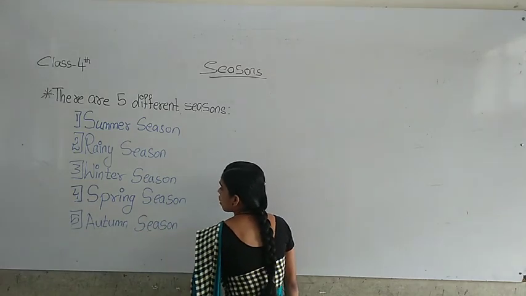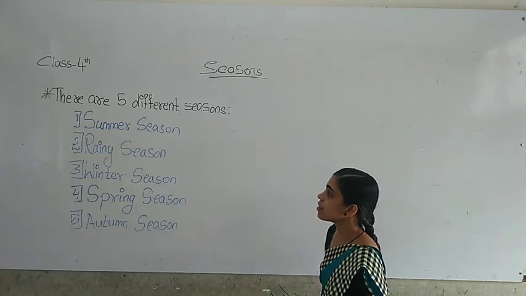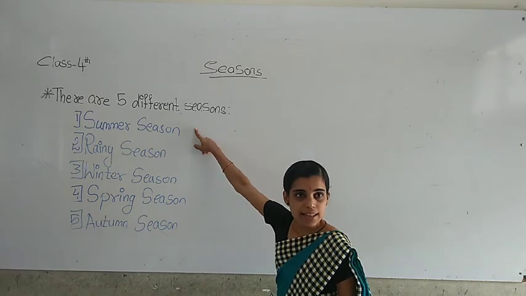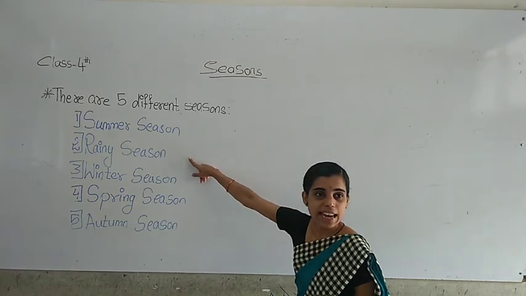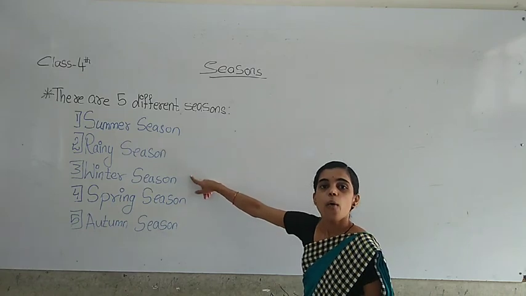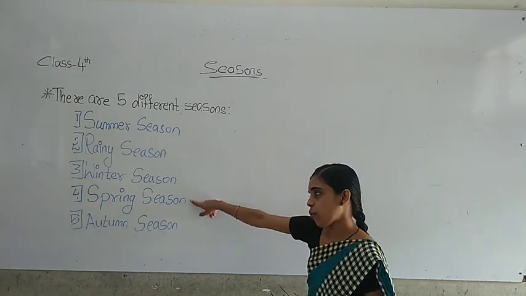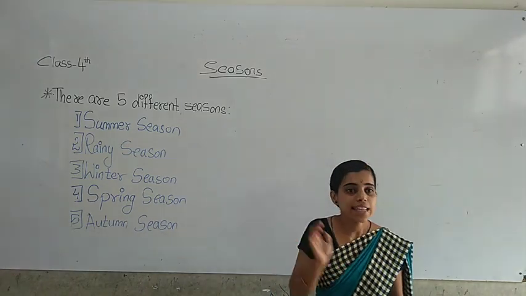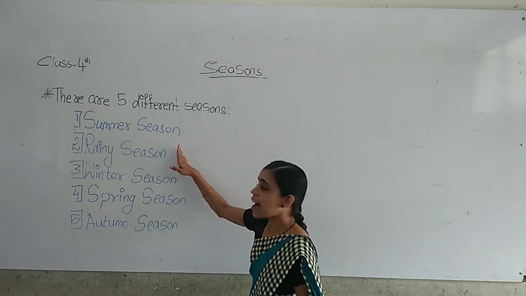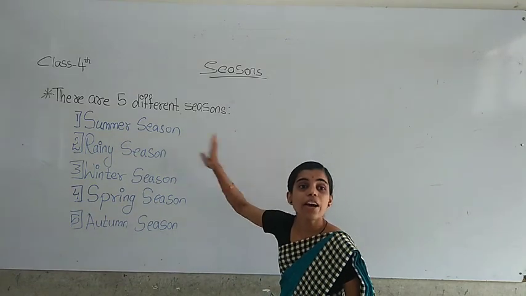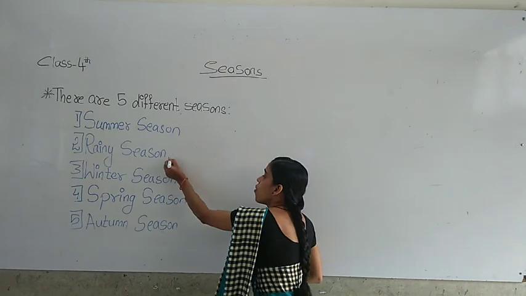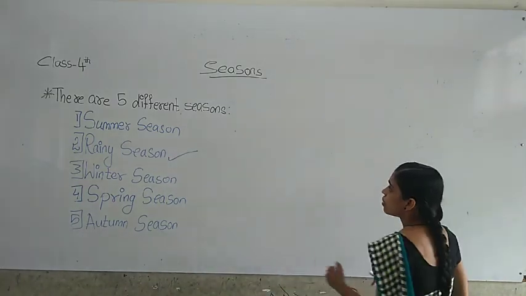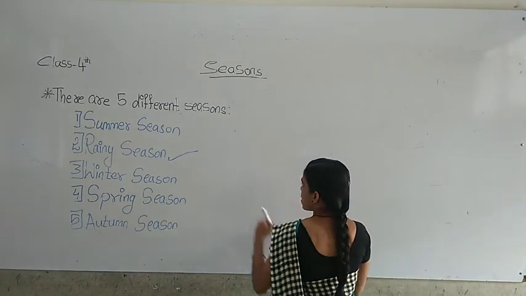So let us revise all the seasons one more time. First one, summer season. Second one, rainy season. Third one, winter season. Fourth one, spring season. And the last one is autumn season. In our last class, we had already discussed the rainy season. So we know what we do in the rainy season. I will just write about the rainy season.